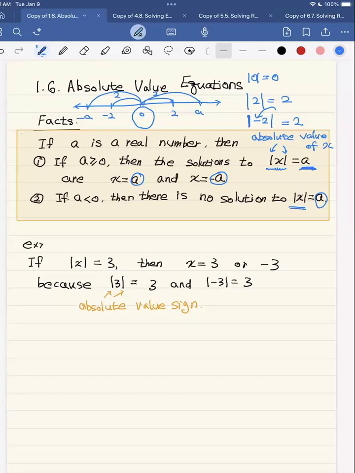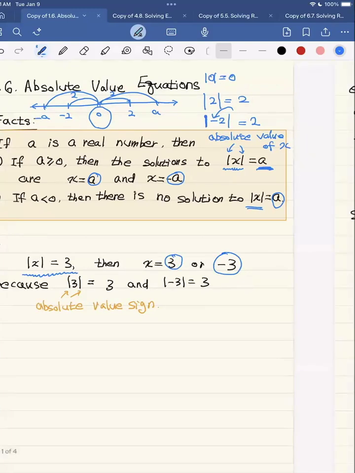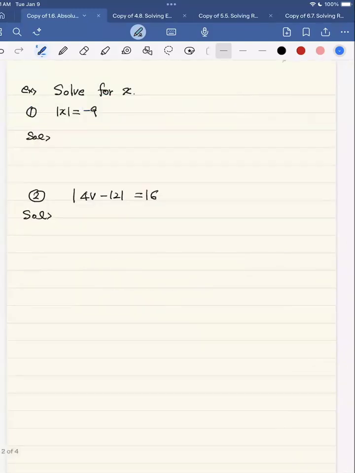Let's consider a problem. If we have a problem, such as the absolute value of x equals 3, then the solution will be 3 or negative 3. So this looks like a linear equation, but we have two solutions. Let's solve problems.